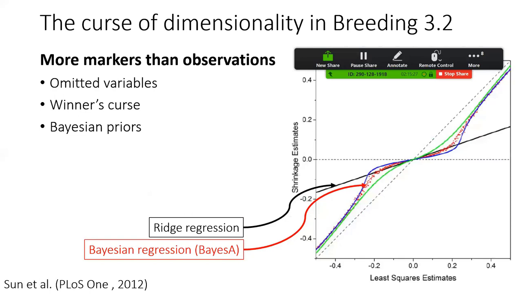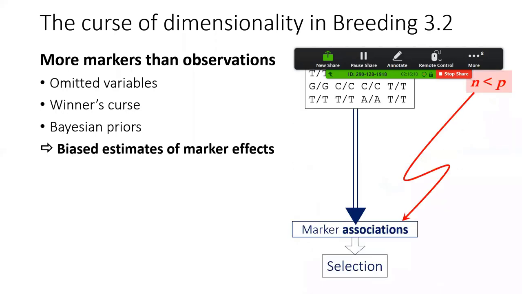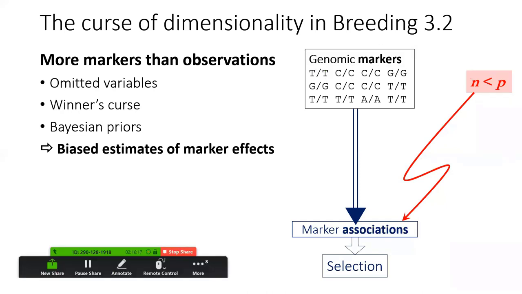To avoid omitting variables and not capture the confounding effects due to linkage at other markers, we could incorporate them all together. But this wouldn't be a perfect solution when there are more markers than observations, because to do so, we need to regularize marker effects, to distort them with respect to some bias. And all of the methods that are used in genomic prediction would, to some extent, shrink the estimates of marker effects, especially those marker effects that are typically small, which are presumably most of them. And so the curse of dimensionality would result in biased estimates of marker effects.